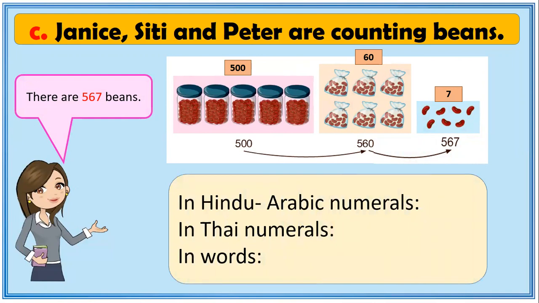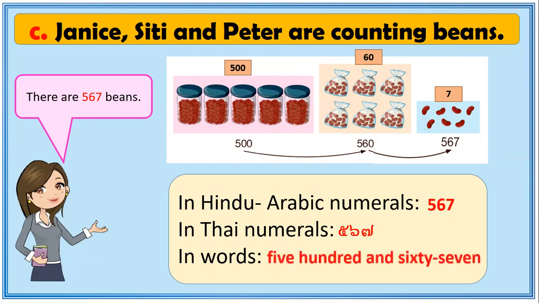And how do we write 567 in Hindu-Arabic numerals? All right. What about in Thai numerals? How do we write 567? Very good. And in words, how do we spell 567? All right, so let us spell it.